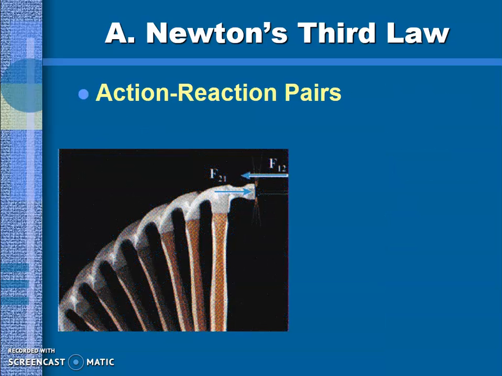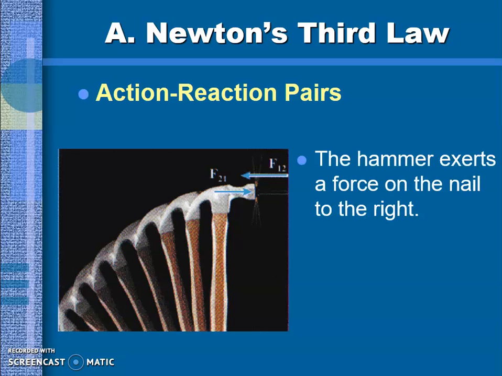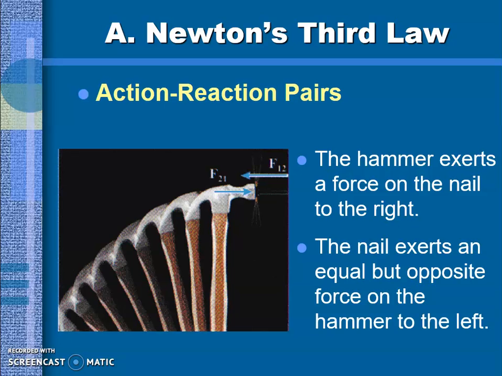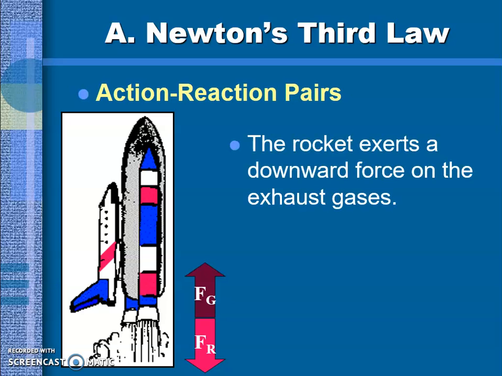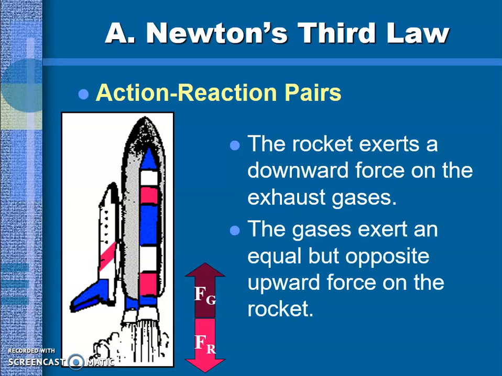So for these problems, we have action-reaction pairs. Every action has a paired reaction. For example, a hammer and a nail. The hammer exerts a force on the nail to the right. The nail exerts an equal but opposite force on the hammer to the left. Another example is rockets. The rocket exerts a downward force on the exhaust gases. The gases exert an equal but opposite upward force on the rocket.